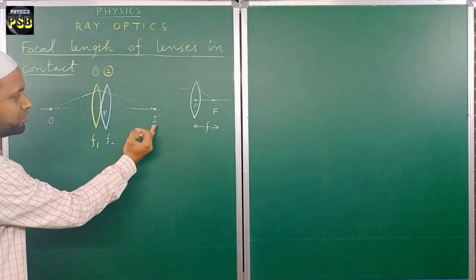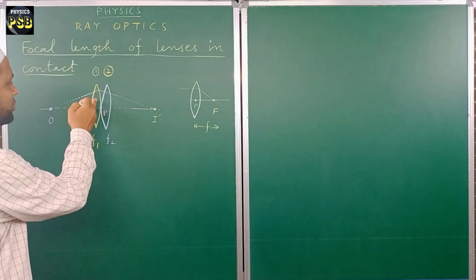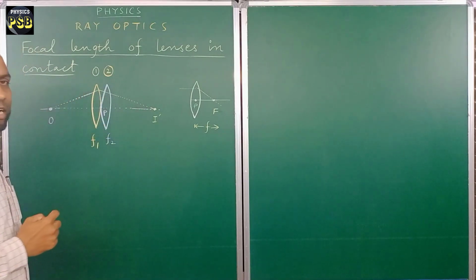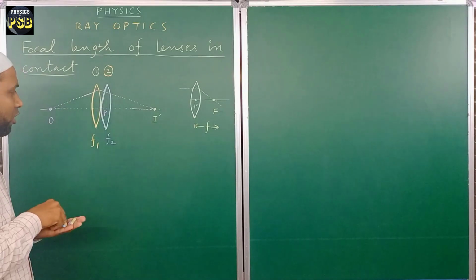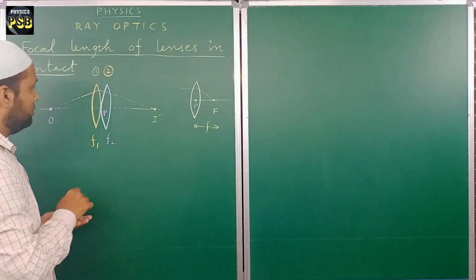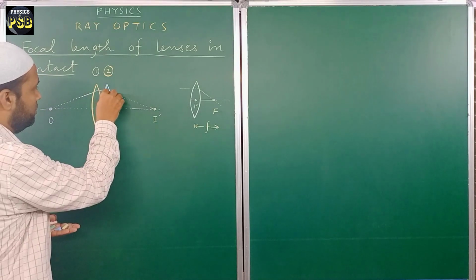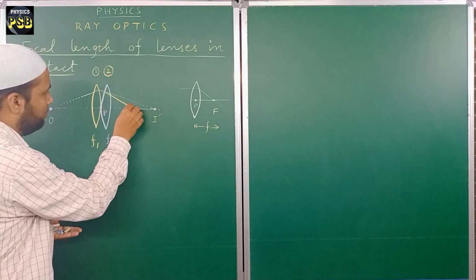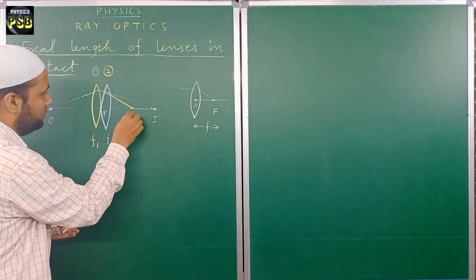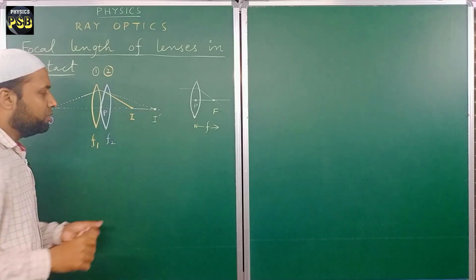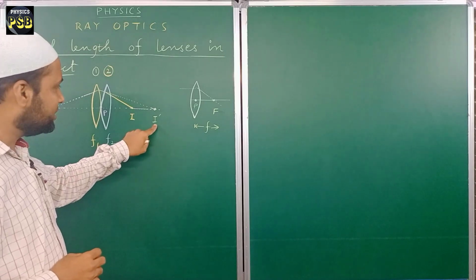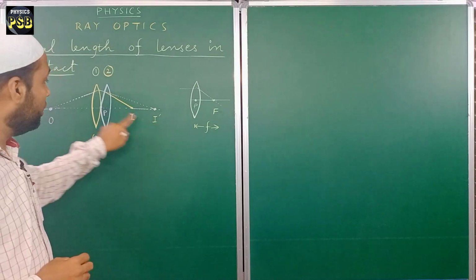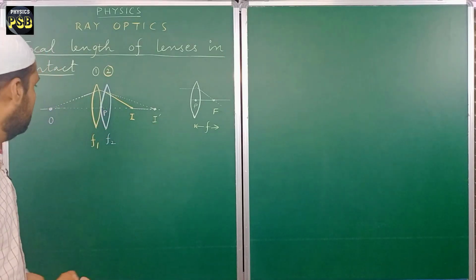Now before the formation of I dash, refraction takes place through the second lens and it forms an image somewhere here at point I. Now you remember, this image I dash acts as a virtual object for lens 2.